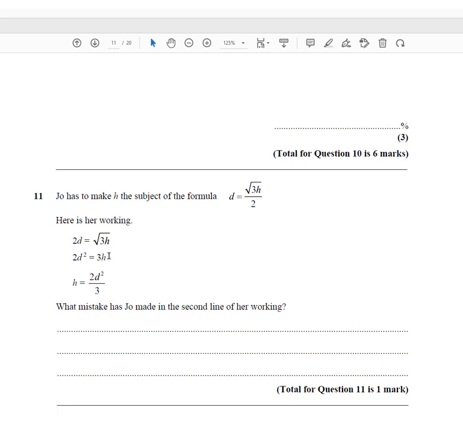So this bit here is wrong. So from there to there is correct. From there to there is wrong. If this was right, is that right now? Yes. If that was right, then that would be right. So this is the line that is wrong. So have a think about what you would do. If you wanted to get rid of that square root, you'd need to square both sides. So what should it say?